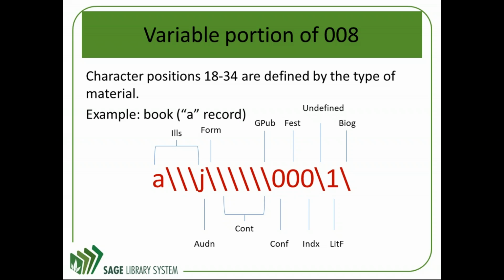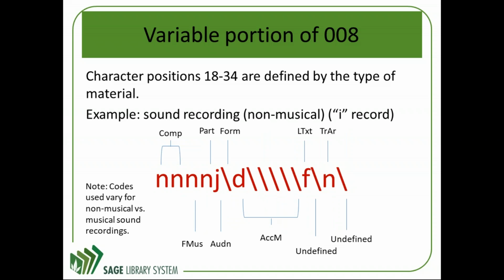And then we've got literary form, in this case fiction, so we've got a number 1 there, and then it ends with whether it's a biography or contains biographical material, and in this case no, so we have that as a blank. Now, as I said, these are the character positions specifically for a book. What we'll see on the next slide is the character positions for a sound recording.